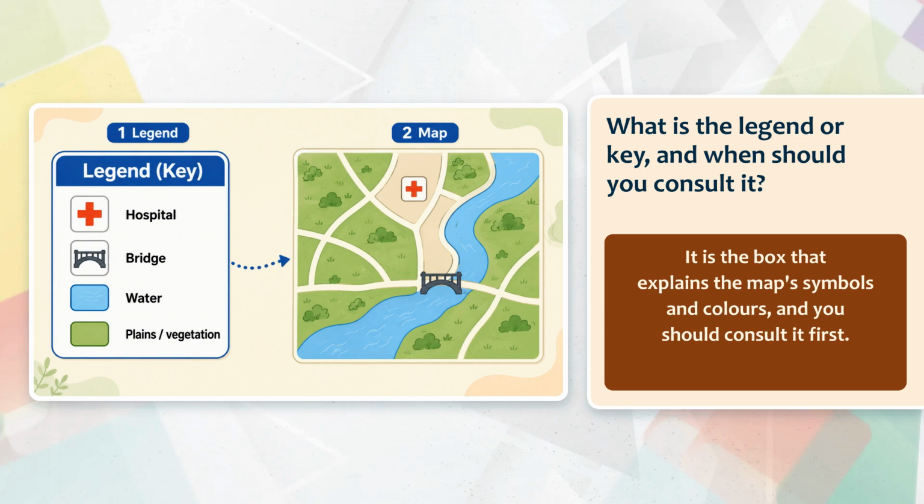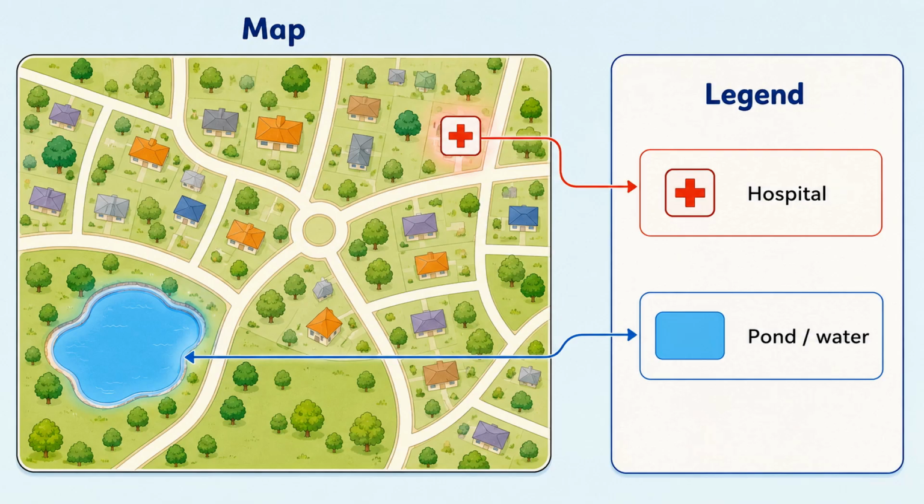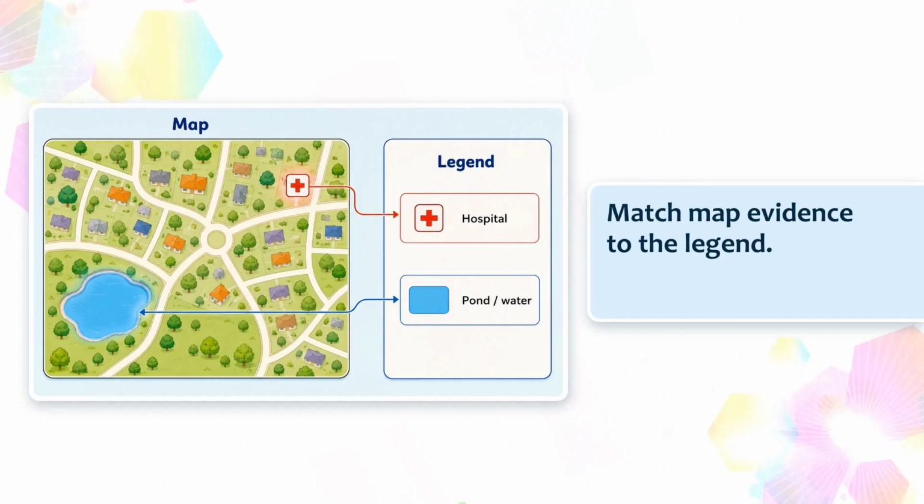Next, we will use the legend to decode an unfamiliar mark and a colored area. To decode a map, match an unfamiliar symbol with the identical mark in the legend, then match colored areas with the legend's color swatches. This identifies both the hospital and the pond from visible evidence. The identical shapes and colors create the evidence trail. Match map evidence to the legend.